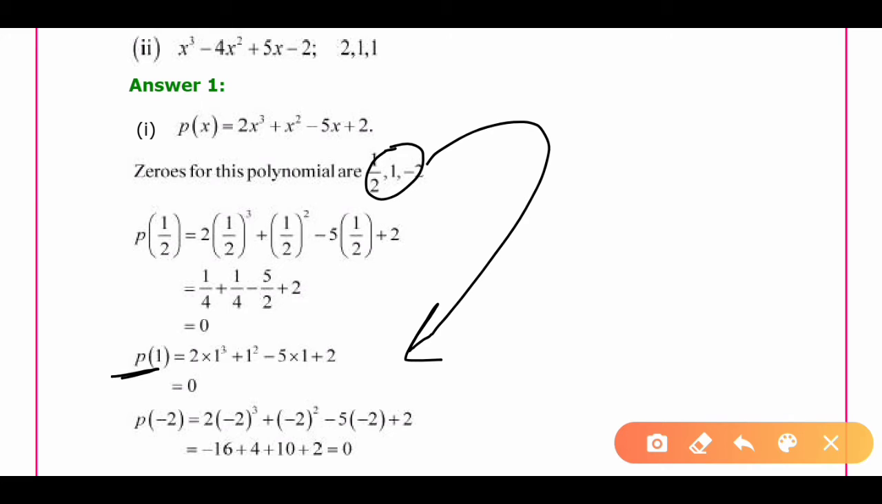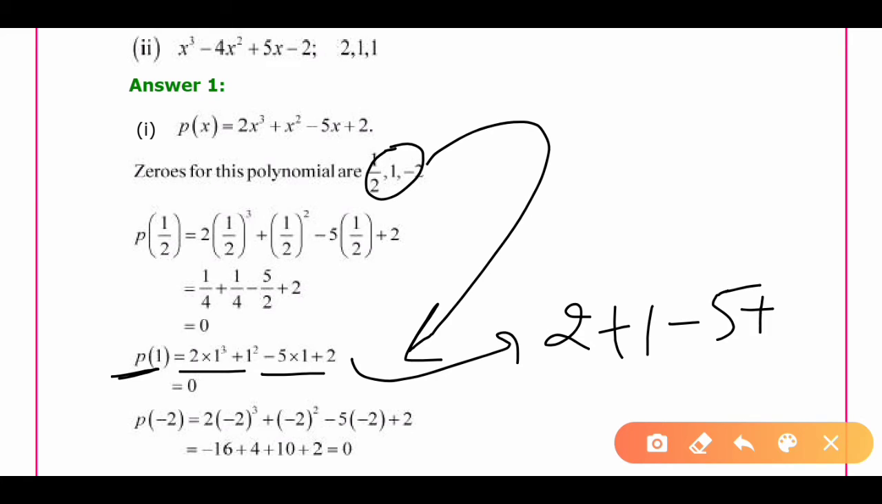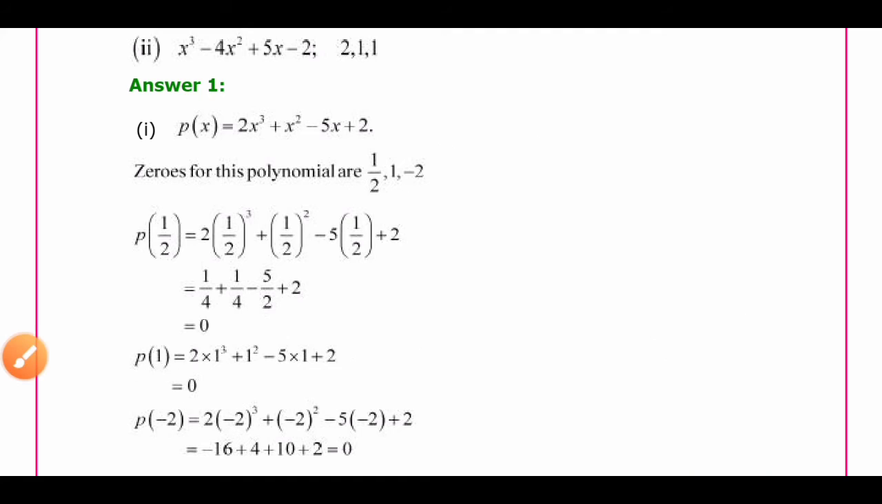Now again we are putting the next zero, that means the next solution, x equals to 1. So when we put x equals to 1, the value of p of 1 will be equal to 2 into 1 cube plus 1 square minus 5 into 1 plus 2, or we can write this as 2 plus 1 minus 5 plus 2. 2 and 2 is 4 and this one is 5. 5 minus 5 will be equal to 0. So here we will get the value p of 1 equals to 0.